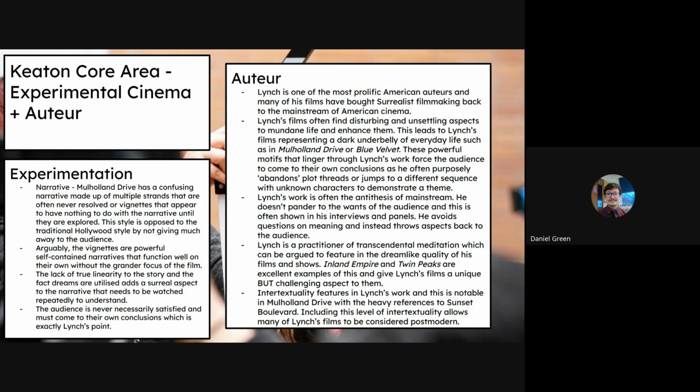The same way as things like Lovecraft Country, shows like that, which draw upon those surrealist aspects and work that is a little bit more cosmic. Lynch's films often find disturbing and unsettling aspects to mundane life and enhance them and make them quite troubling to watch. So Lynch represents the dark underbelly of everyday life. If you look at Mulholland Drive, it's the dark underbelly of Los Angeles and Hollywood itself.